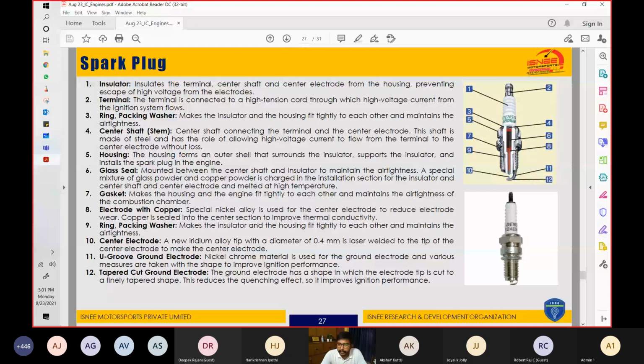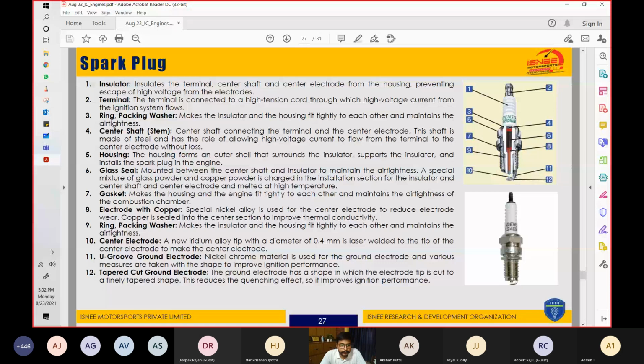Then comes part number 8, this part. This is the electrode with copper. A special nickel alloy is used for the center electrode to reduce the electrode wear. Copper is sealed into the center section to improve the thermal conductivity. Then part number 9, you will see something here, the ring packaging washer. Again a washer that is used for air tightness and proper insulation. Then the center electrode, part number 10.